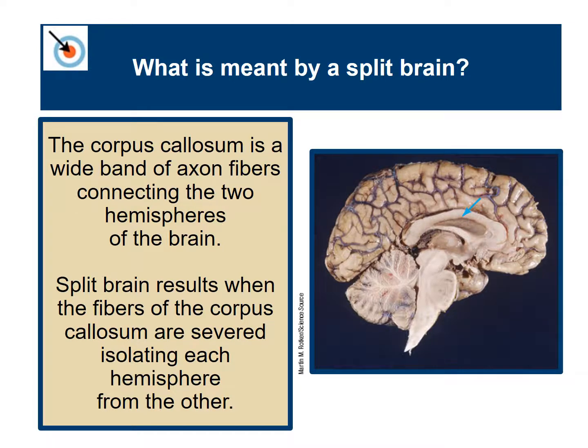The corpus callosum is a wide band of axon fibers, pointed at by that blue arrow, connecting the 2 hemispheres of the brain. The split brain results when the fibers of the corpus callosum are severed, isolating each hemisphere from the other. I'll show you diagrams of this in the lesson check-in because it's not very clear from this one here with the blue arrow.